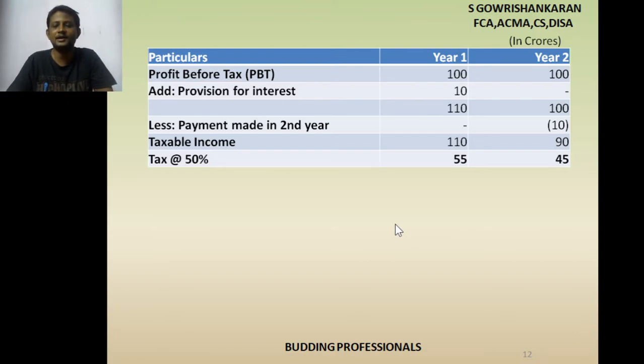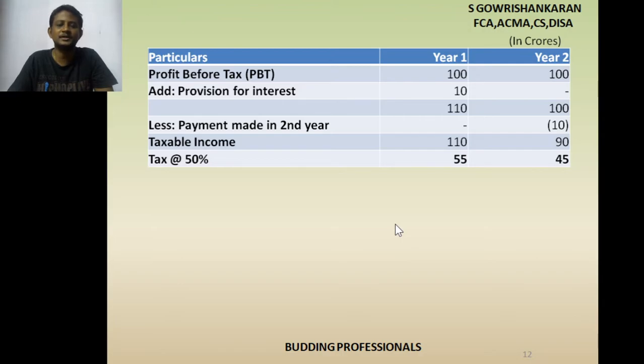Come to the second year. In the second year also my profit before tax is 100 crore. Am I adding provision for interest? No. Why? Because there is no late payment. First year, what happened?